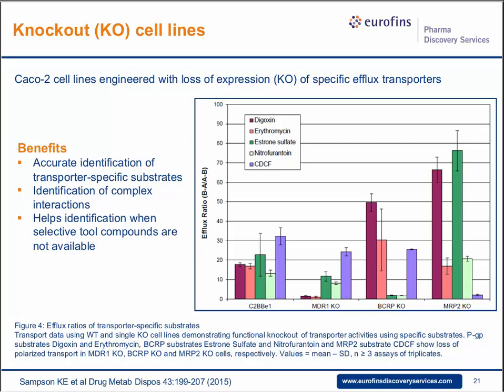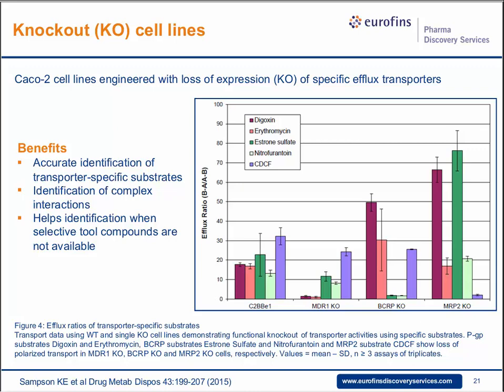An extension of the transwell approach using these cell lines has been the creation of cell lines genetically engineered to knock out expression of efflux transporters. These cell lines can be used in permeability assays to identify transporter-specific substrates and to gain insight into complex interactions where a drug may be a substrate of multiple efflux transporters. In this graph, we see permeability data obtained in a subclone of the Caco cell line in wild-type cells and in cells where individual transporter activity has been knocked out.